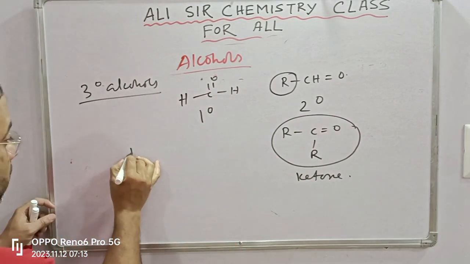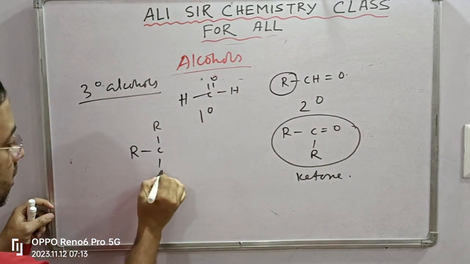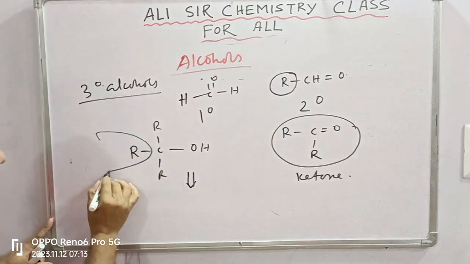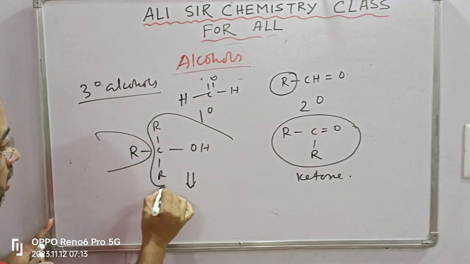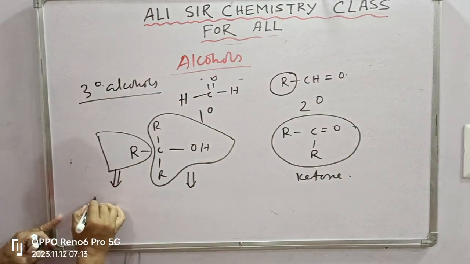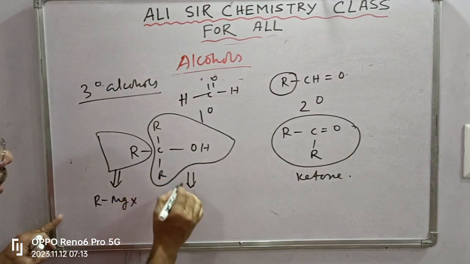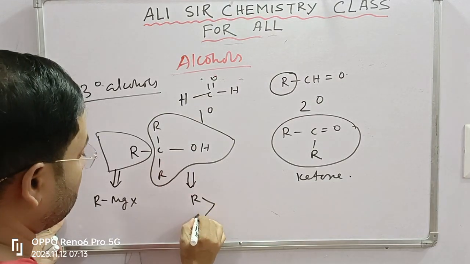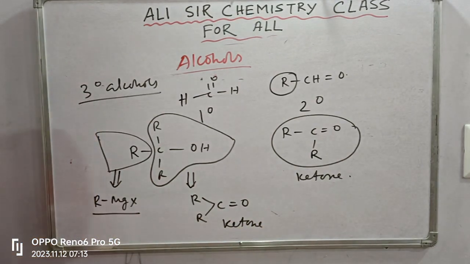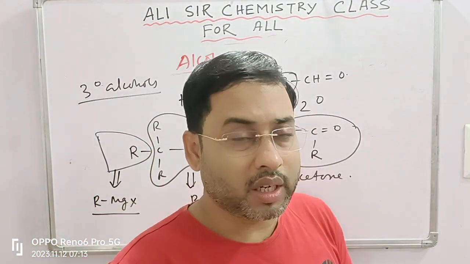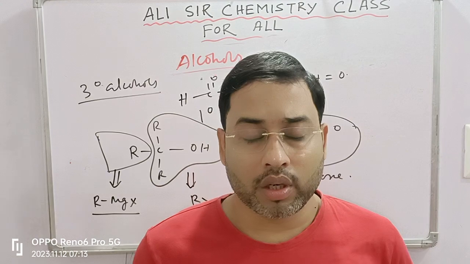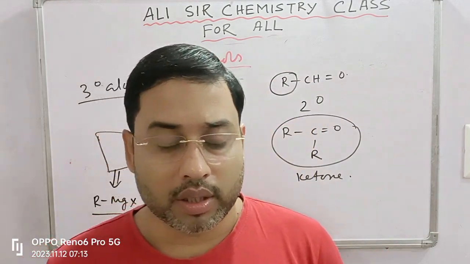So I am writing the formula of a general 3-degree alcohol. In a similar fashion, this part is coming from Grignard reagent, RMgX, and this part is coming from a carbonyl compound, RRC double bond O, a ketone. So by using Grignard reagent we can prepare 3-degree alcohols. What we have to do is take a ketone and the Grignard reagent for the synthetic purpose.